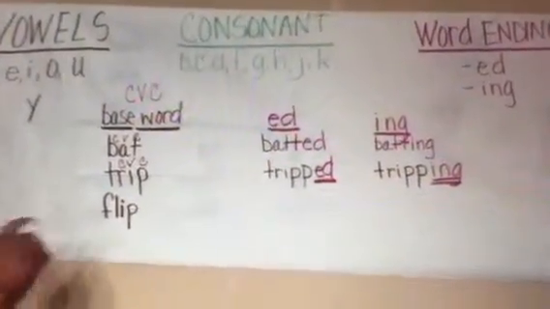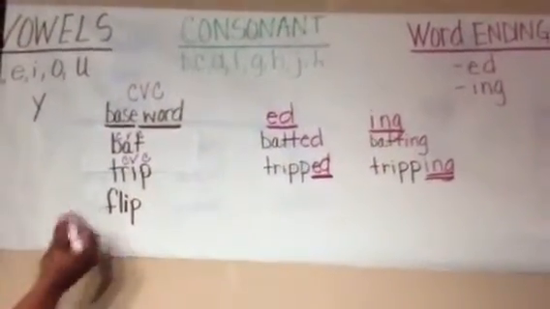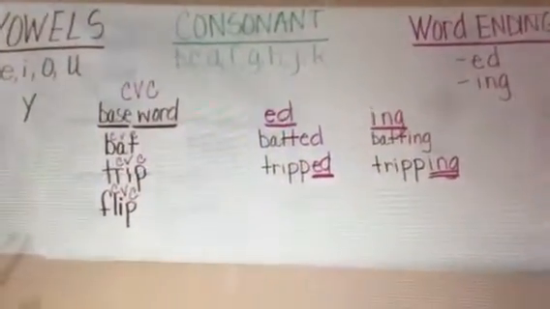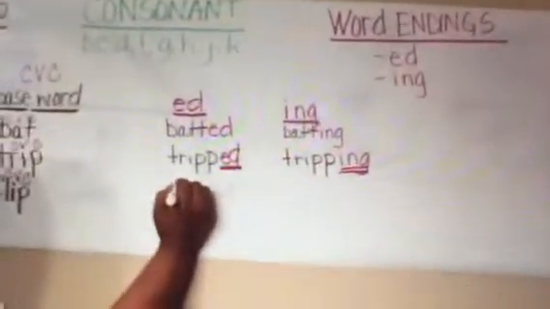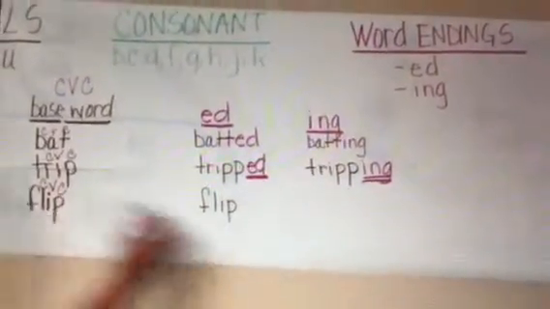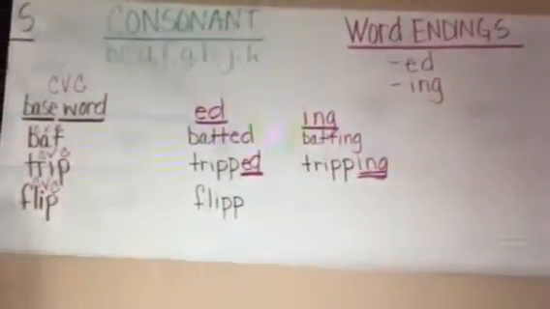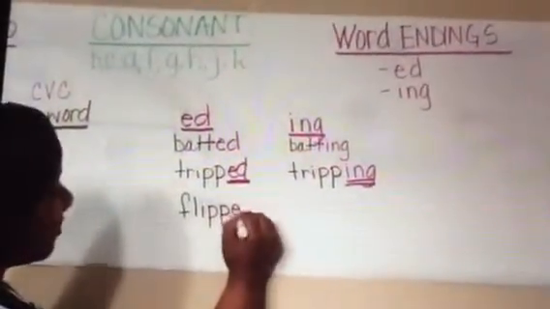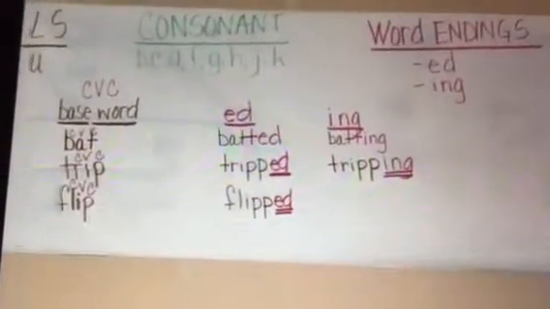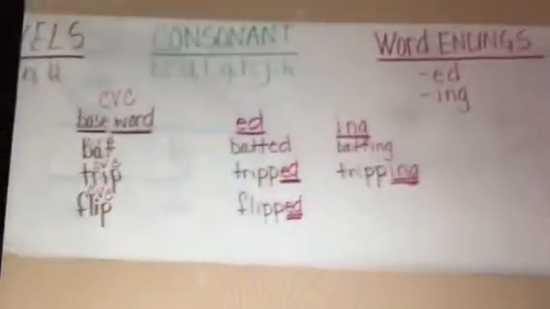Okay, and then let's try flip. So we're going to look at flip, and we're going to see if we can find the consonant, vowel, consonant pattern. Here's a consonant, vowel, consonant. So we're going to write our base word over here, flip. Then we're going to double that consonant. And then we're going to add that ED to the end, which is flipped. So Ronnie flipped in the hallway after they won their game.